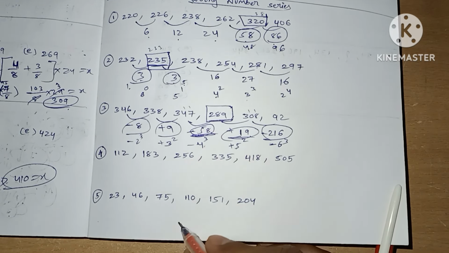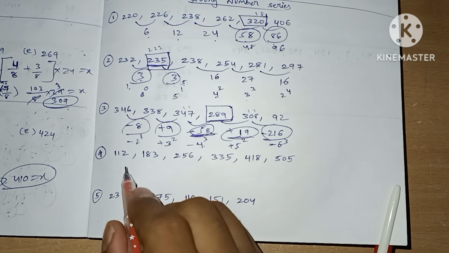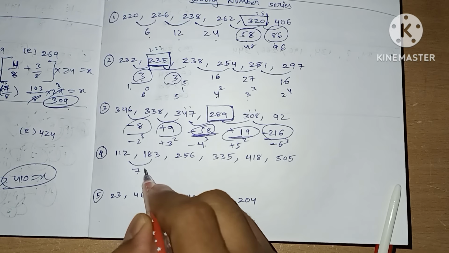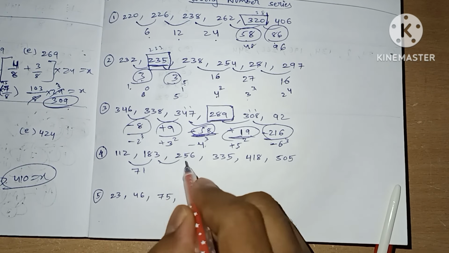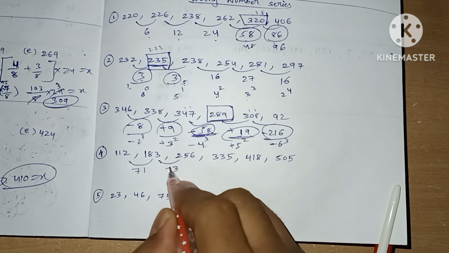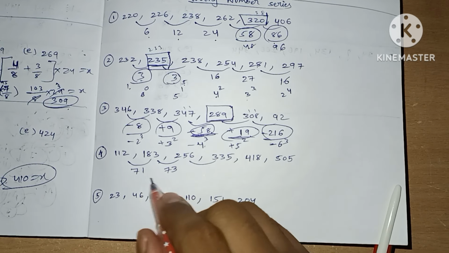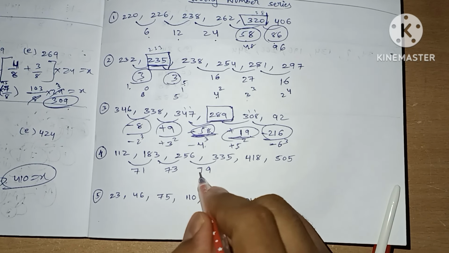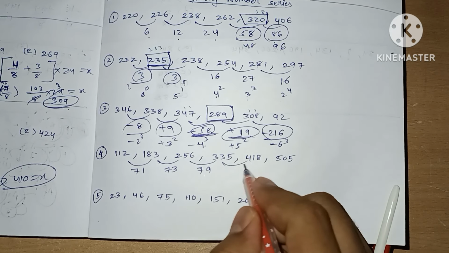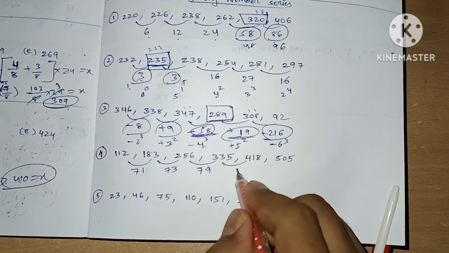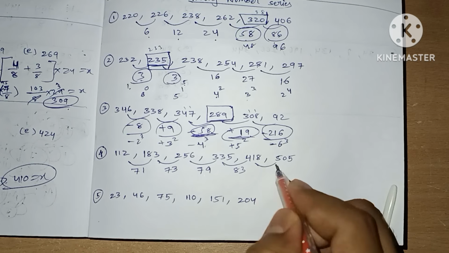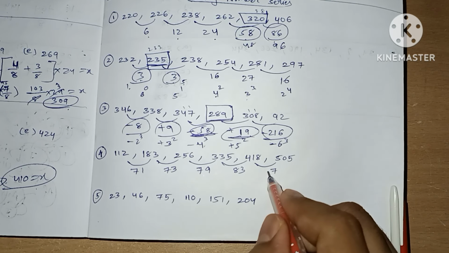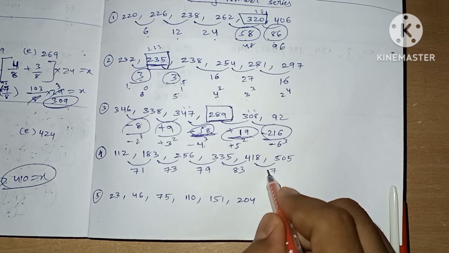Next, fourth question. In fourth question, we see the differences. Here the difference between these two is 71. Here the difference between these two is 373. These are prime numbers, and here we see the difference of 9 and 7, 979. Here also the difference between these two is 83. Here the difference between these two is 7 and 8, 87.